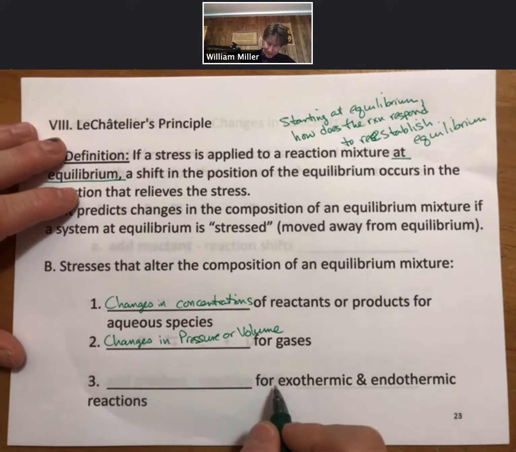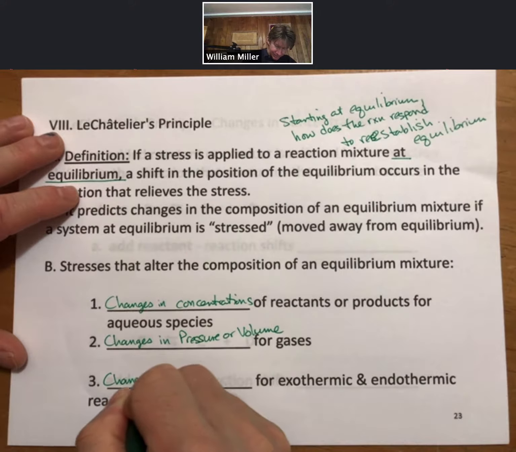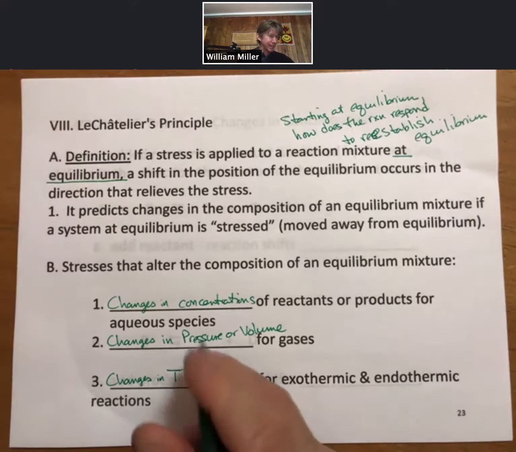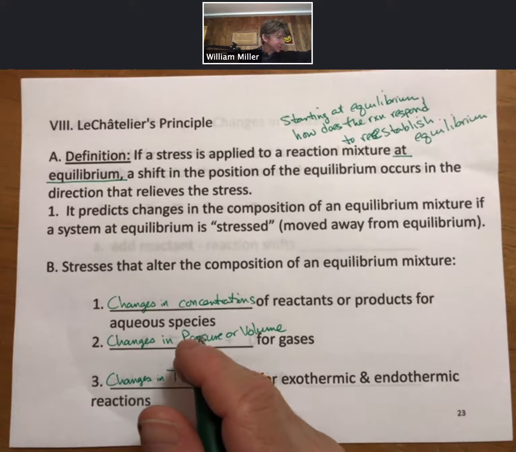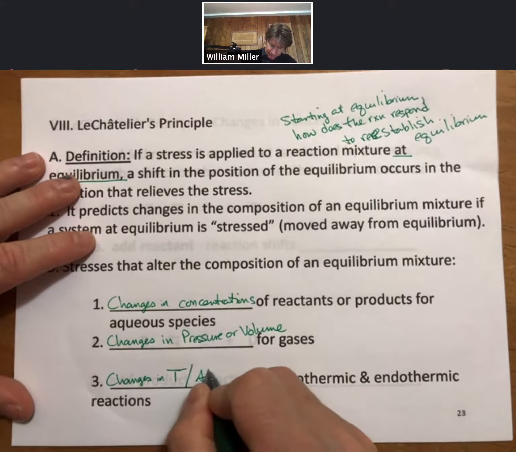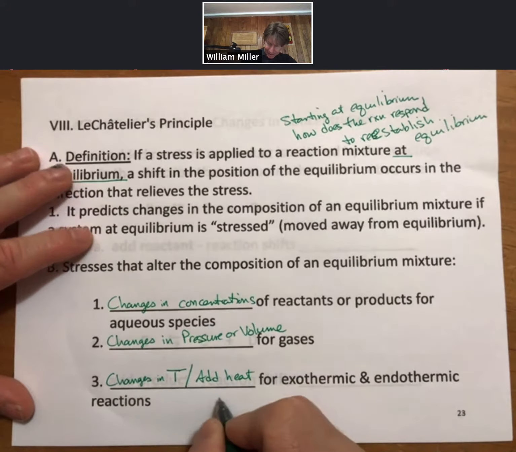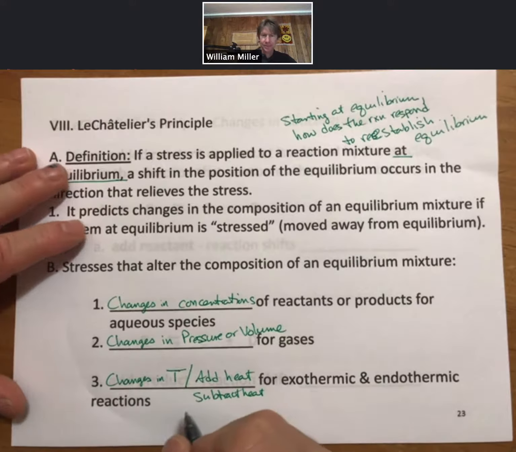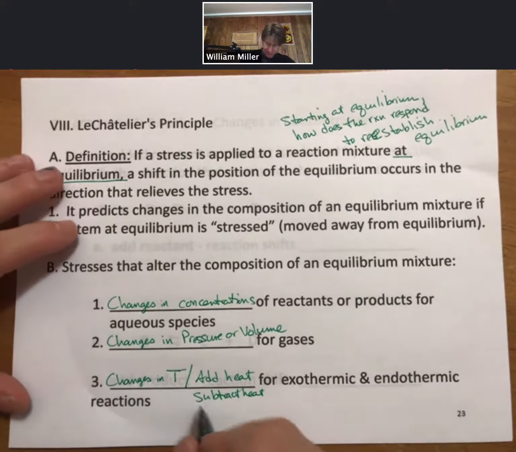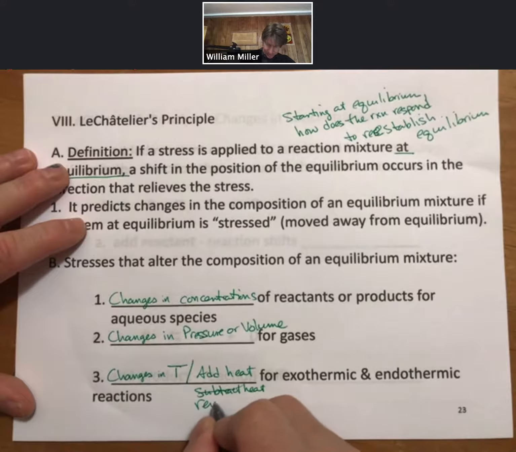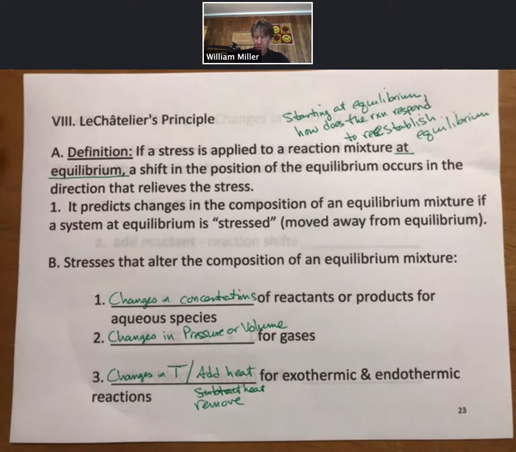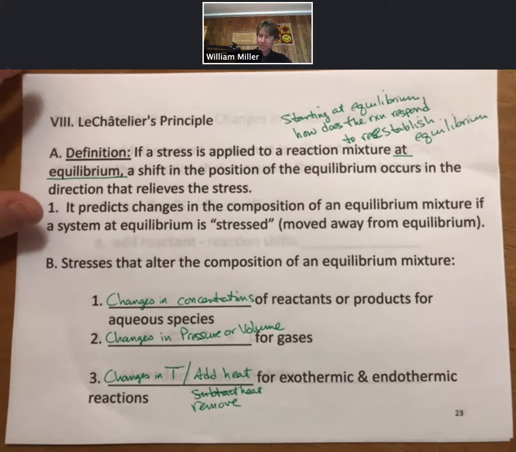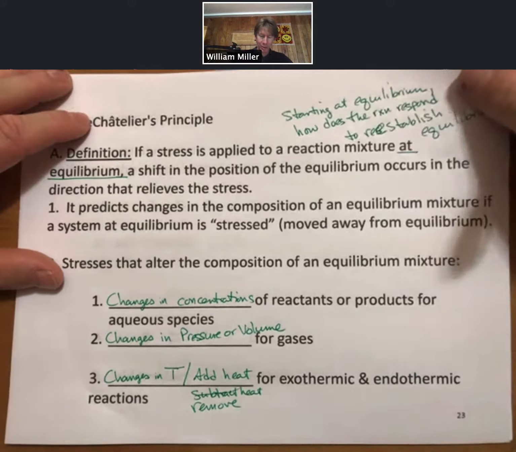And then changes in temperature, and I think it's not just changes in temperature. We'll also sometimes say add heat or remove heat, and these are for exothermic or endothermic reactions. So there's lots of ways we can stress or change a reaction to get to a new equilibrium.